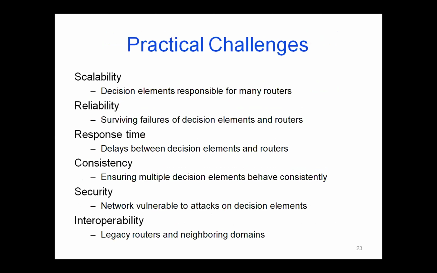So what are the practical challenges? The practical challenges are scalability, reliability, response time, consistency, security, and interoperability. Scalability: decision elements are responsible for many routers. Reliability: surviving failures of decision elements and routers. Response time: delays between the decision elements and routers. Consistency means ensuring multiple decision elements behave consistently. Security is always there: the network is vulnerable to attacks on decision elements. And interoperability, where legacy routers and neighboring domains are involved.